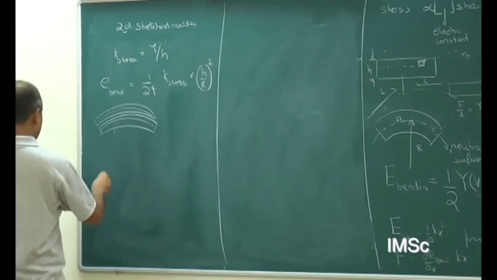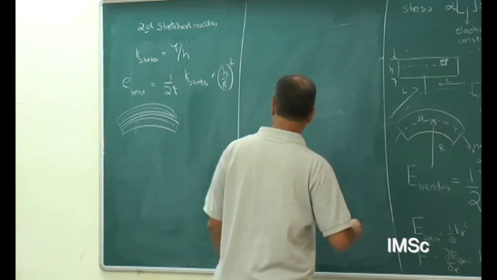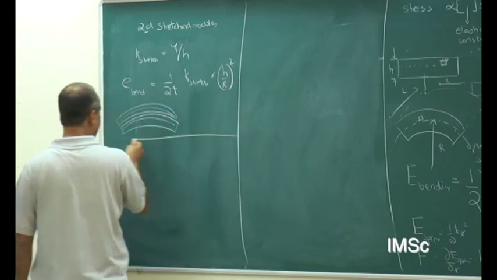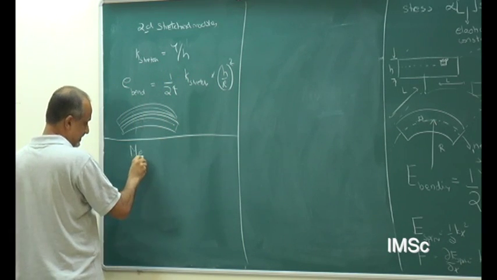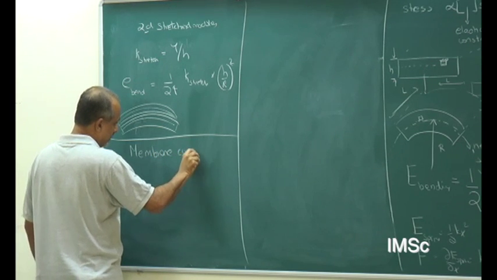Okay. So having now discussed the bending of the membrane, we are now in a position to discuss other quantities associated with the membrane. Associated, for example, with the membrane curvature.